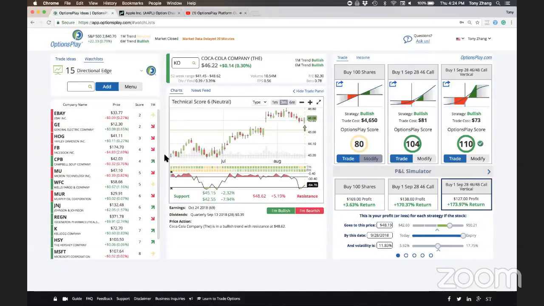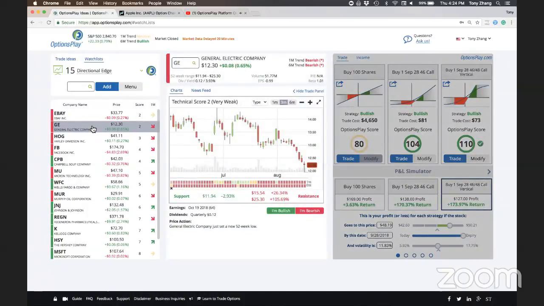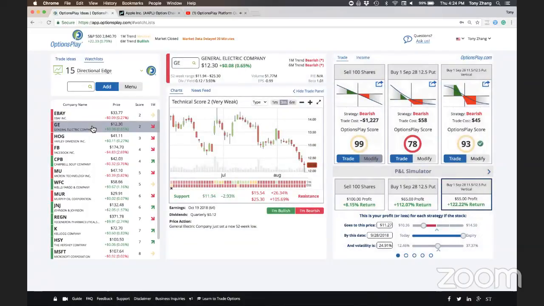Once you've covered the trade ideas and watch list, now we want to pay attention to why we should take a look at it. So let's take a look at GE. And I'm just picking this stock randomly. I'm not suggesting that you trade this stock, and this is not a solicitation to trade the stock. This is simply just for educational purposes.